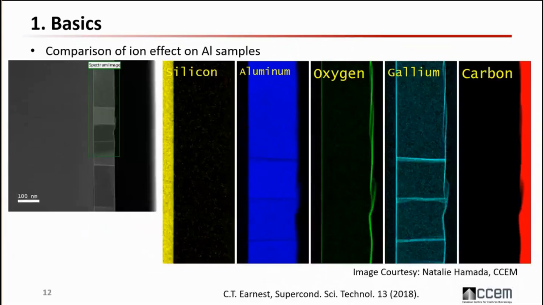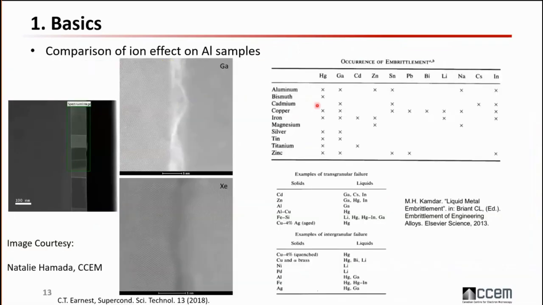Another thing we need to pay attention to is that for some elements, you might have an implantation from your gallium. Here is a quick example where you have silicon as your substrate and a thin layer of aluminum. As we can clearly see from these results, the gallium is implanted at these boundaries. Here is a list of the elements we should pay attention to: aluminum, copper, iron, and zinc, which are all known or common elements.